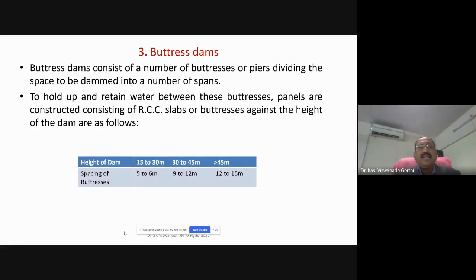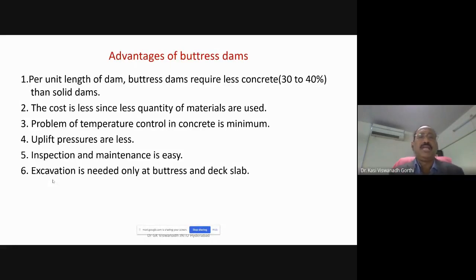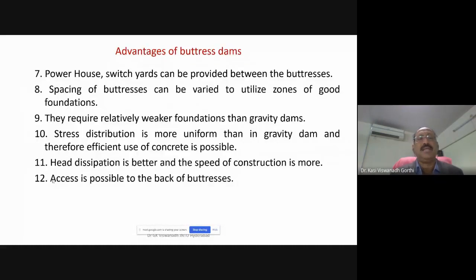Okay, so the third category, buttress dam, and this buttress dam consists of a number of buttresses or piers. They are dividing the entire space into a number of spans. So you'll have a number of arch actions, a number of arch dams connected together, which is the buttress dam. Per unit length of the dam, buttress dams require 30 to 40% less concrete than a solid dam. So the cost is less, less quantity of material is used, and the problem of temperature control in concrete is minimum, with less uplift pressure, less maintenance, and lower excavation costs also in the case of buttress dams.